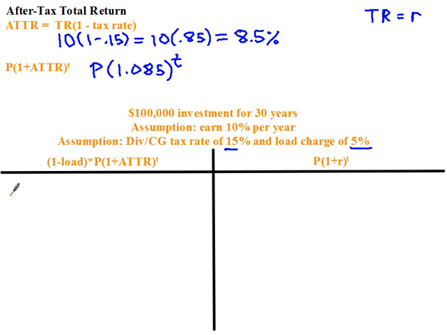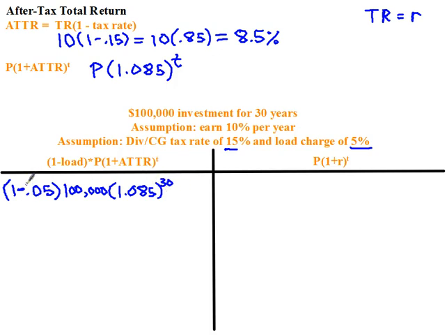This is going to be a little confusing, but here's my formula. It's going to be 1 minus the load, so 1 minus 0.05 because my load was 5%, times 100,000, that's my principal, times 1.085 raised to the 30th power. Here's my 1.085 because I'm getting the after-tax total return, since I have to pay 15% to the government, and then that's going to be invested for 30 years.